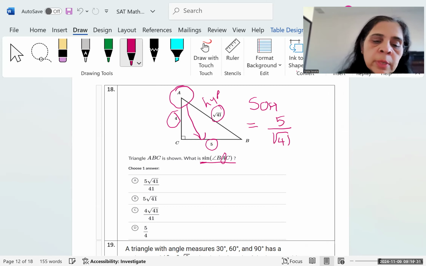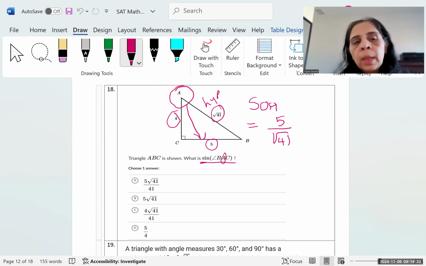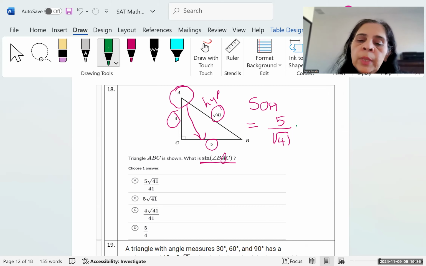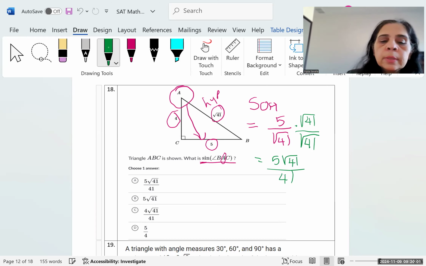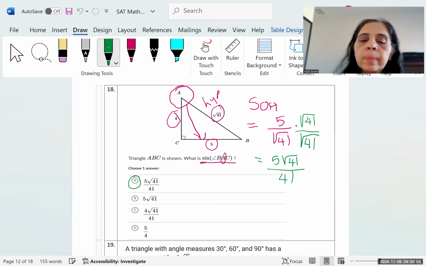Do we have any choice like this? No. So they want it simplified a little more. We cannot accept a square root in the denominator. So we multiply by square root 41 on top and on the bottom. So 5 times square root 41, and in the denominator square root 41 times square root 41 is 41. So we have answer choice A.